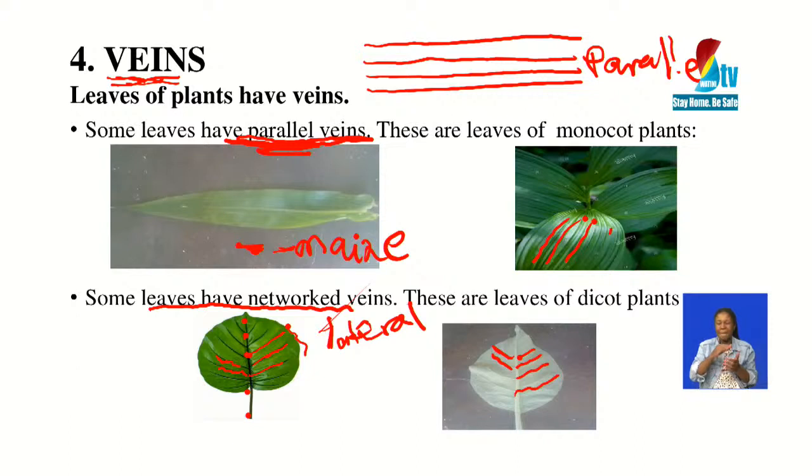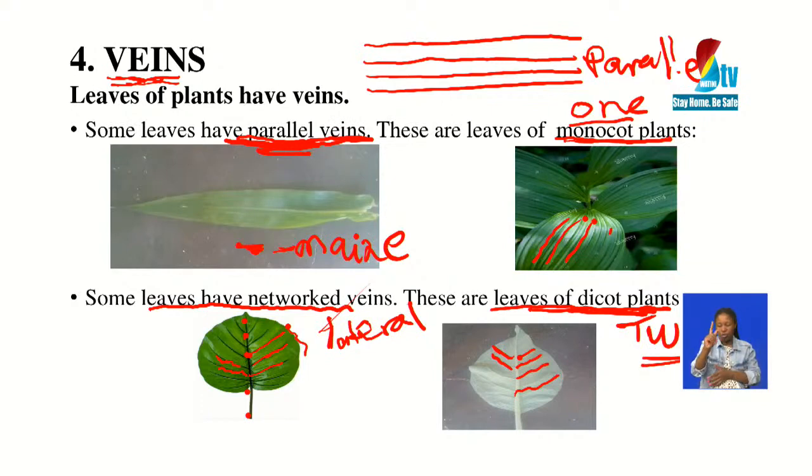So these leaves are from a dicot. Leaves that have network veins are from dicot plants. Leaves that have parallel veins are from monocot plants. Mono means one. Di means two. In our previous lesson, we talked about seeds. Mono means one, which means the seed has one cotyledon. And di means two, the seed has two cotyledons.